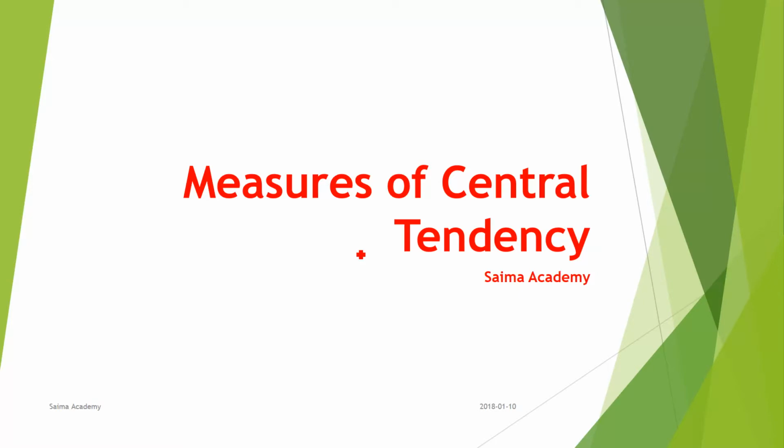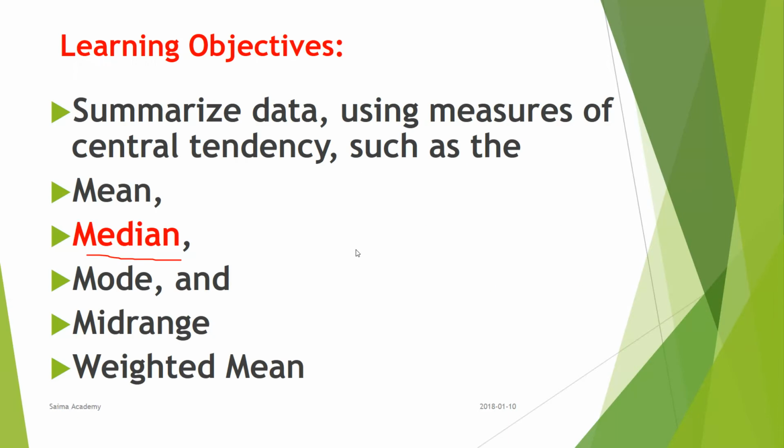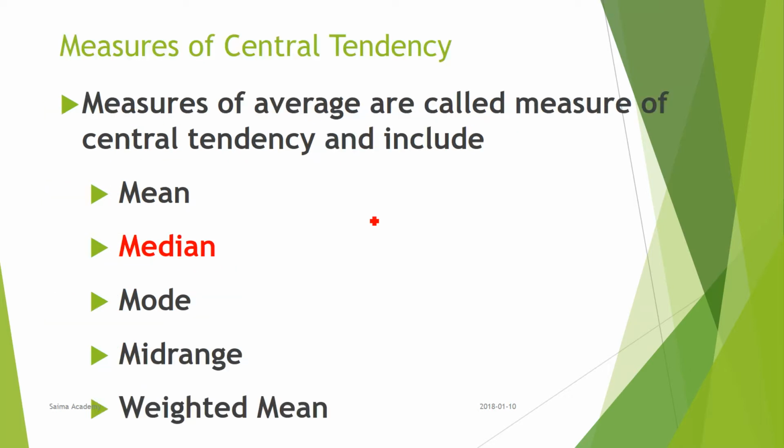This is the second part of our lesson, Measures of Central Tendency. The learning objective is to summarize data, because in statistics you always have the raw data initially. We have to organize the data. So here we are going to organize the data using measures of central tendency, which include mean, median, mode, mid-range, and weighted average. Mean we have discussed in lesson number 1. Today we are going to learn about median.